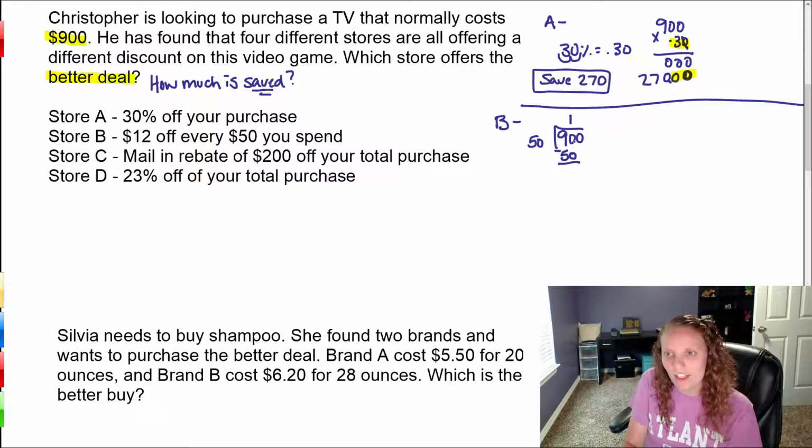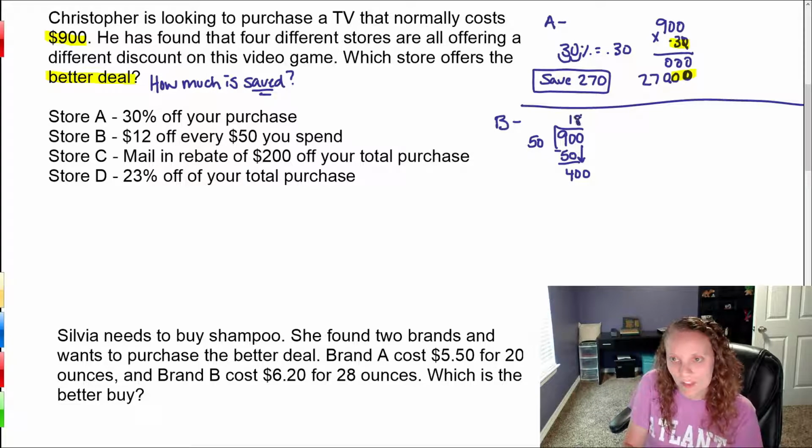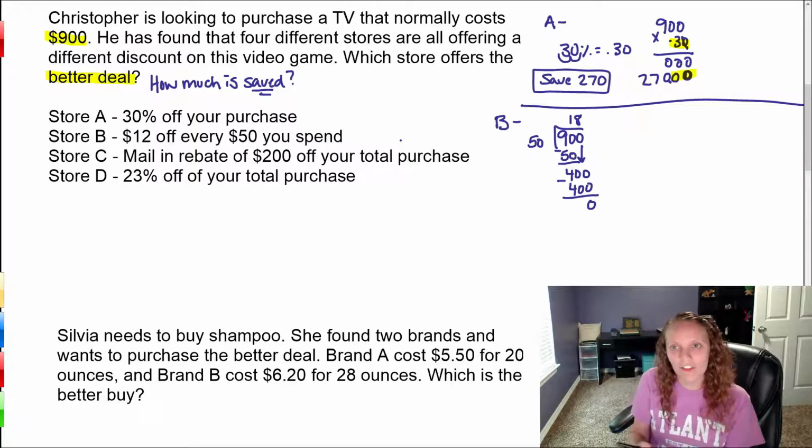Minus 50 is 40. Bring down a 0. And then 50 goes into 400. Well, 5 goes into 40 8 times. And so 50 would go into 400 8 times. 8 times 50 is 400 exactly. So 50 goes into 900 18 times. Since that's the case, we're saving $12 off of every one of 18 groups of $50.